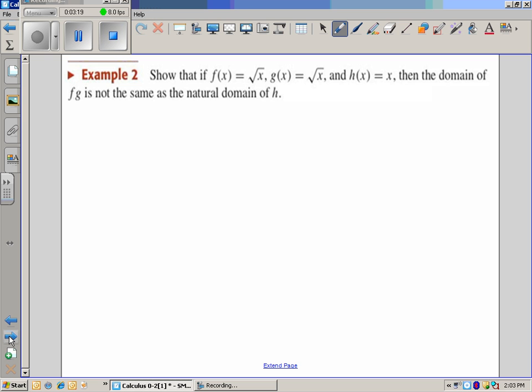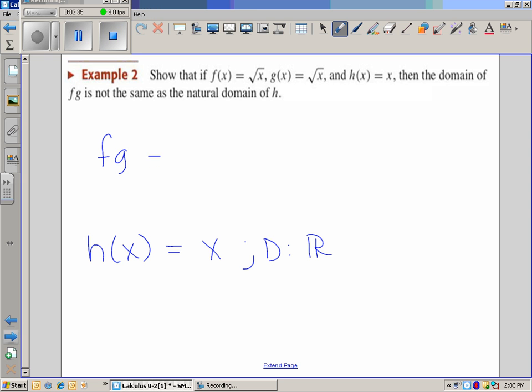Read through it. It wants to show you why the domain of fg is not the same as the domain of h of x. So h of x is x, and we know that the domain to that is all reals. That's just a line.